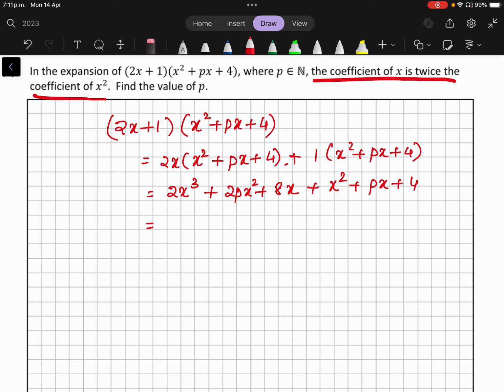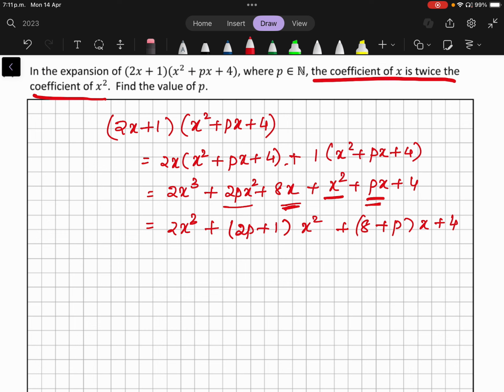I will collate all the like terms. So like terms, I have this and this and this and this and this. So it is 2x³ + (2p + 1)x² + (8 + p)x + 4. So this is the expansion.